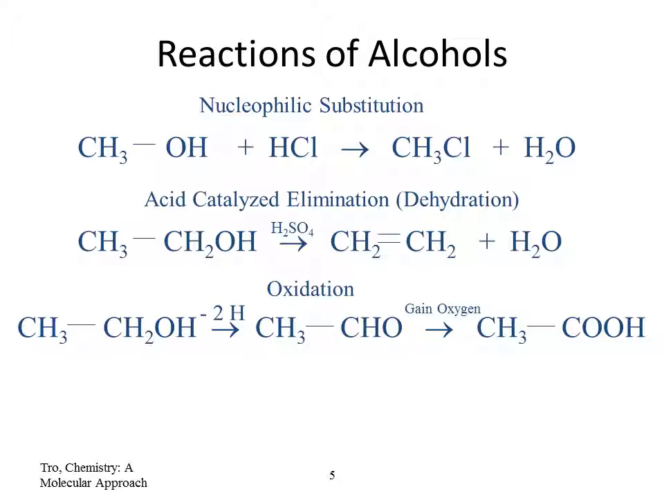And next is the oxidation. The alcohol is oxidized by removing 2 hydrogens into a carbonyl group or aldehyde group. Then this aldehyde gains oxygen and forms carboxylic acid.